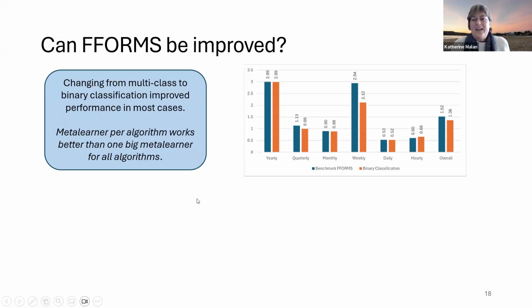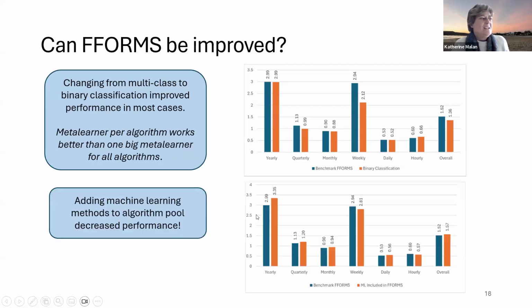Then we decided, okay, let's add the machine learning methods, because this was just the statistical methods, the 15 or so. We decided to add machine learning methods to it because we've shown that there's performance complementarity. Machine learning methods do well. They complement the statistical methods, and the performance decreased. So here we were adding new algorithms to the pool of algorithms that perform well, that complement, and it performs worse.